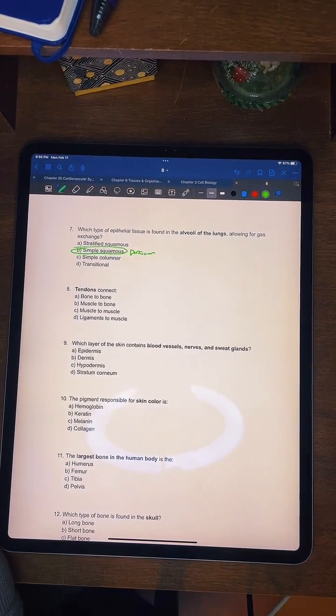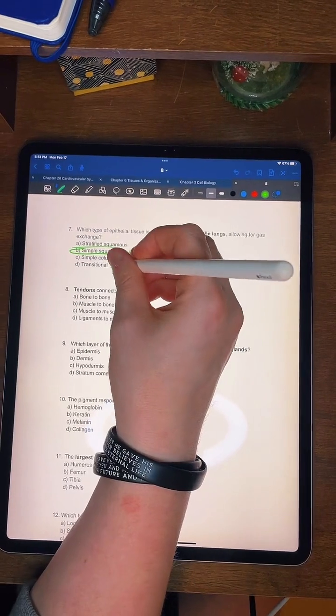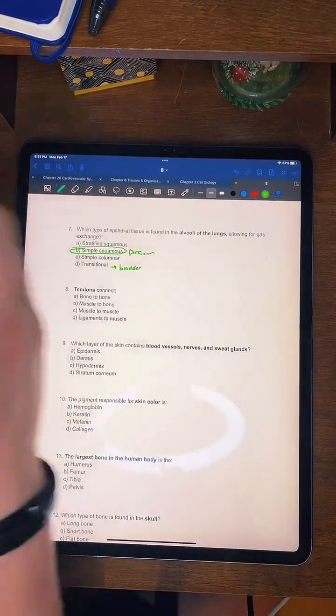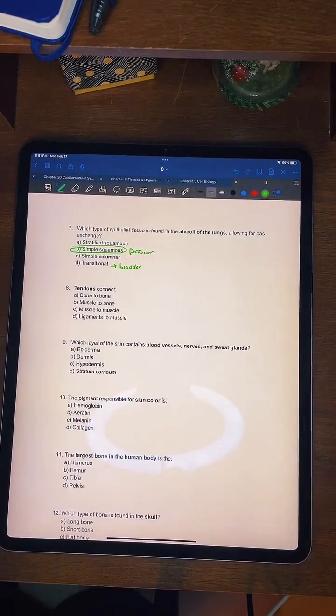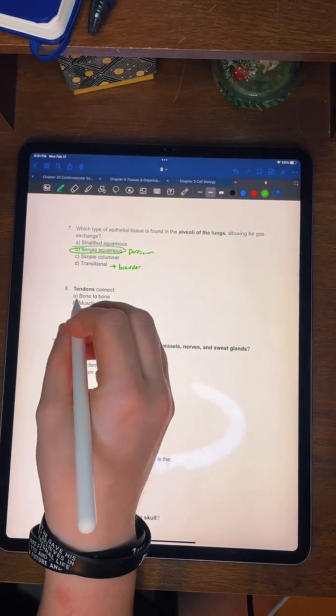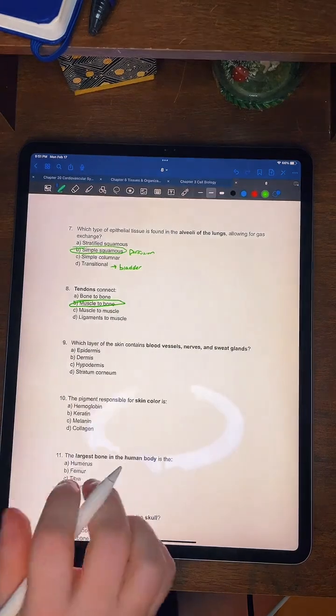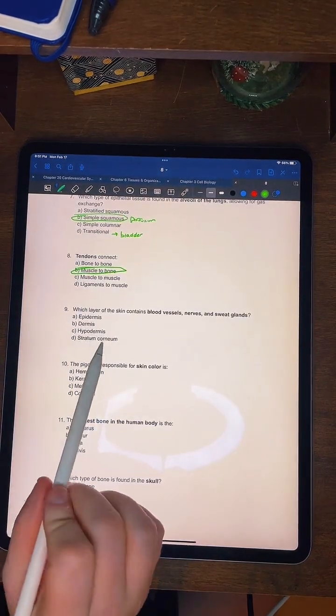But number 8, tendons connect A, bone to bone, B, muscle to bone, C, muscle to muscle, and D, ligaments to muscle. Anyway, 8 is B. Tendons connect muscles to bones. Alrighty, on to number 9.